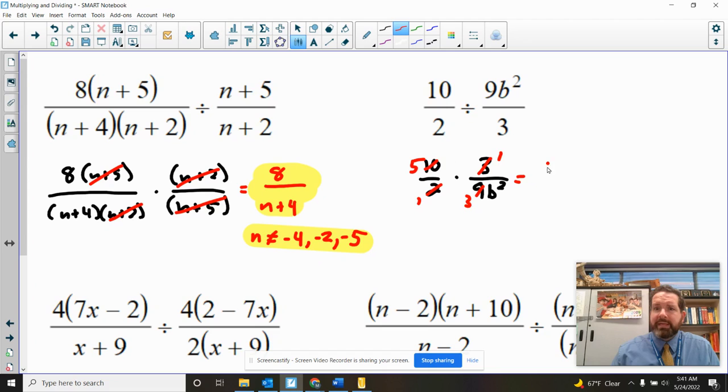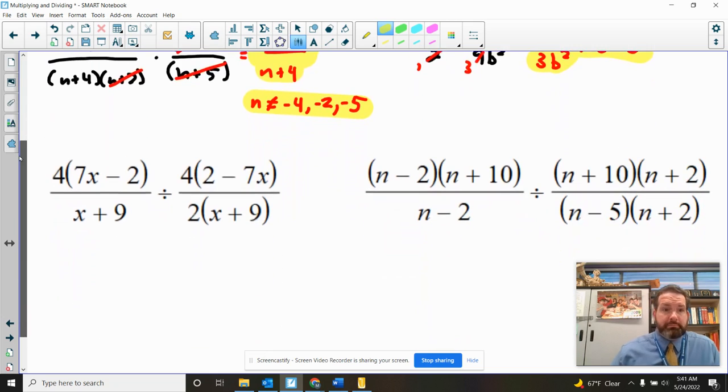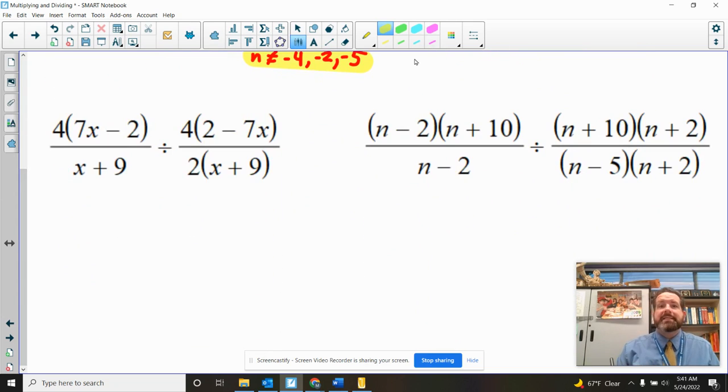So across, 5 times 1 on the top, 1 times 3 times b squared on the bottom. And the only restriction is that b can't be 0, since if it were, we would be dividing by 0 and everybody would end up having a terrible day. Don't divide by 0. Doesn't work. That'd never work. Next up, again, quick pause, unpause when you're ready to check things.